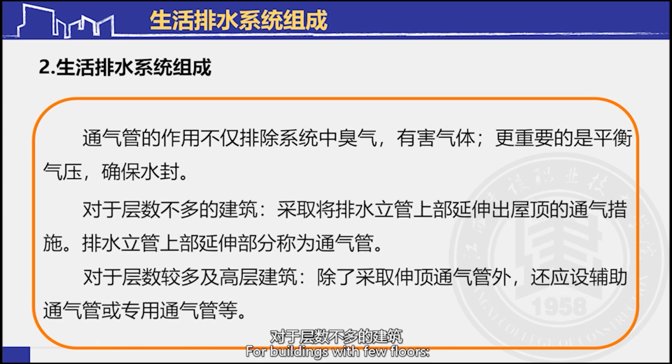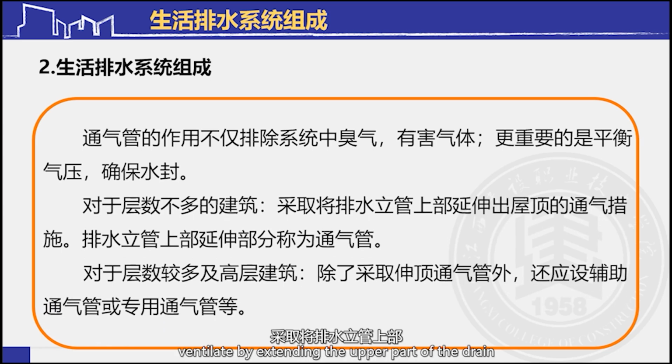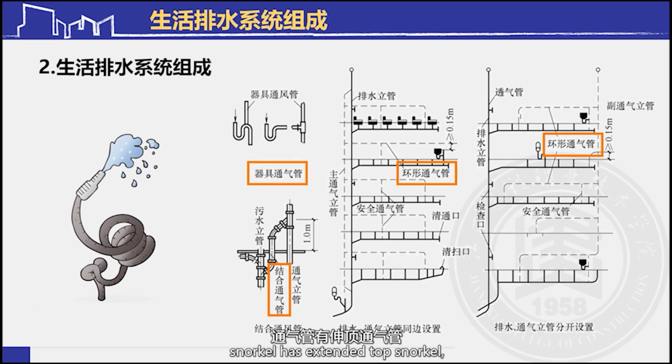For buildings with few floors, ventilate by extending the upper part of the drain riser out of the roof. The upper extension of the drain riser is called the snorkel. For high-rise buildings with a large number of floors, in addition to the extended roof vent, an auxiliary vent or special vent should be set up. Snorkel has extended top snorkel, special vent riser, combined vent, ring vent, and other types.